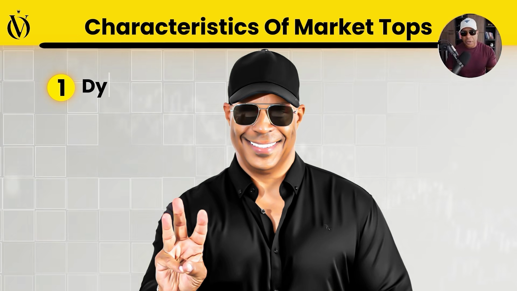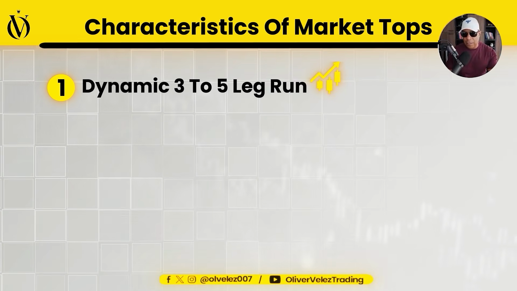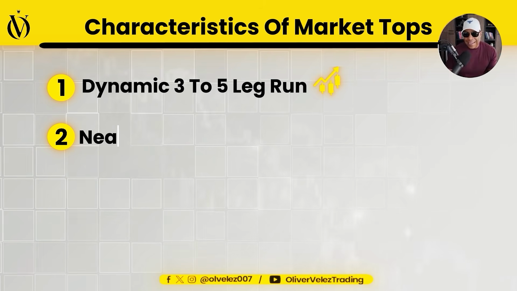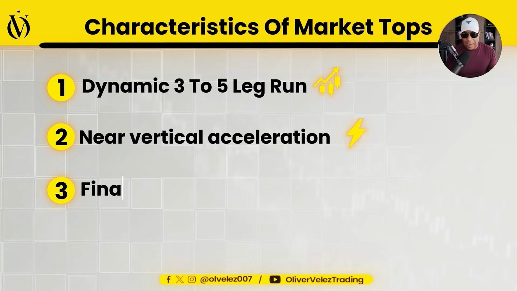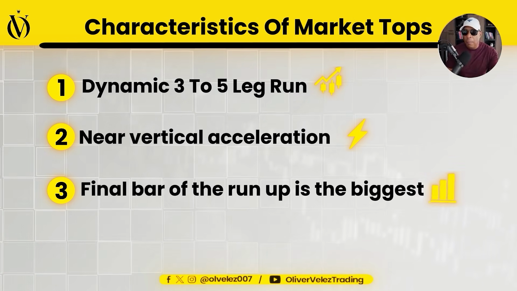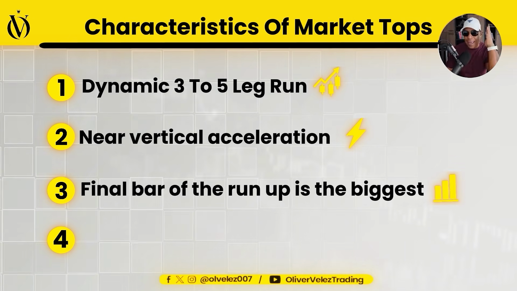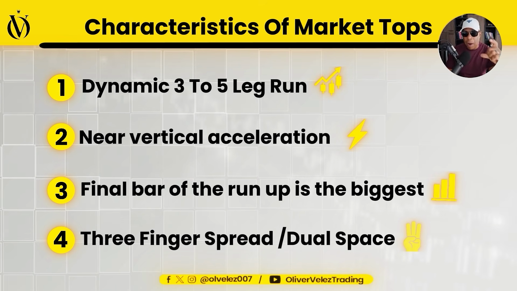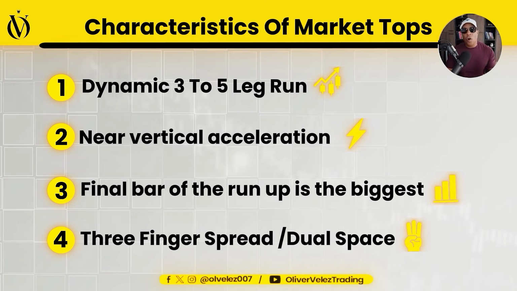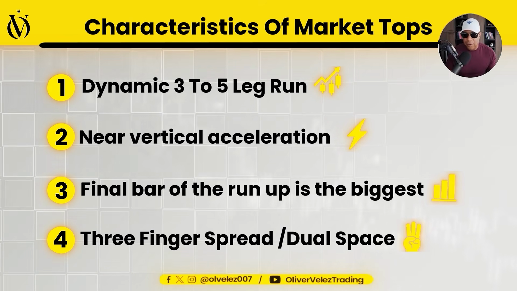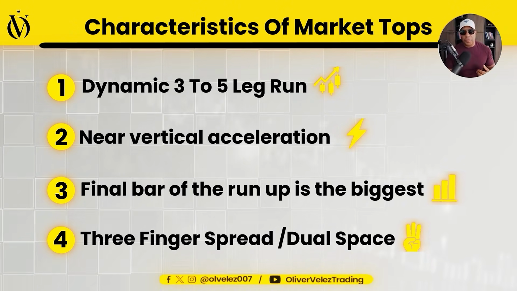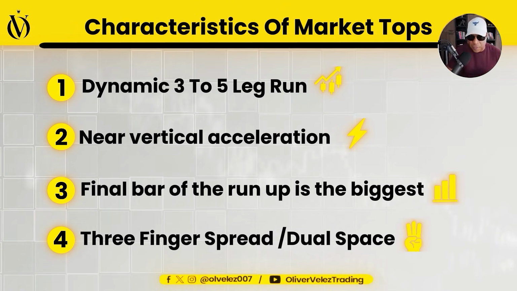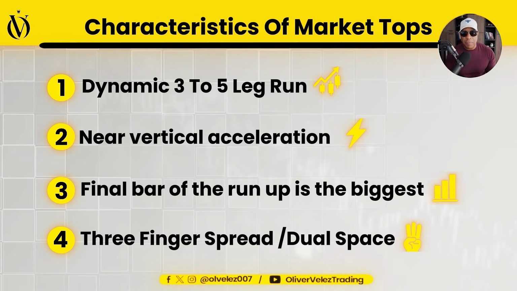So remember, we got 3 to 5 legs up. You're likely near a top. If the last leg is near vertical acceleration, you're very likely near the top. And if the final bar of that near vertical acceleration is the biggest bar of that last leg, you're almost certain that you're at or near the top. And the last characteristic is what I call the 3-finger spread. I have spoken about this before, or what I call dual space.